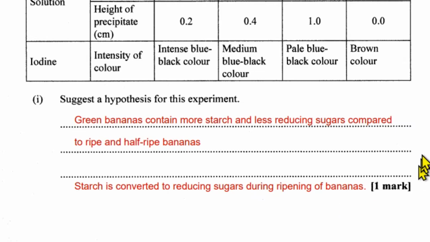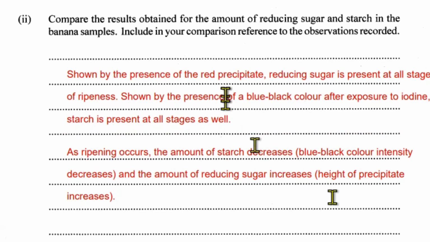In this case here, both these hypotheses would be accurate looking at the results of the experiment. The next question here is: compare the results obtained for the amount of reducing sugar and starch in the banana samples. Include in your comparison reference to the observations recorded.